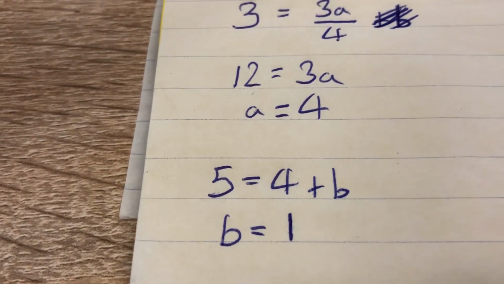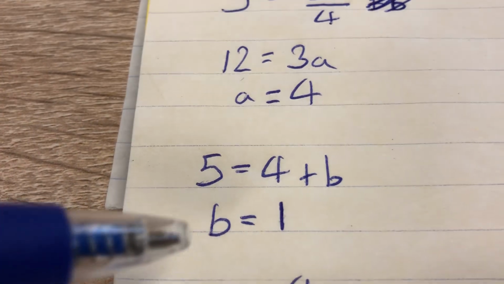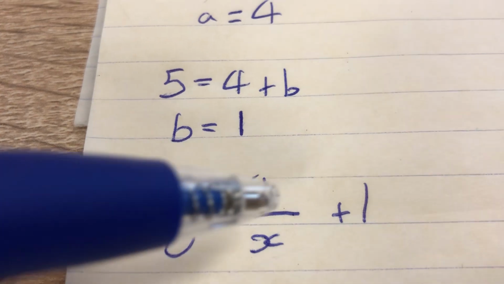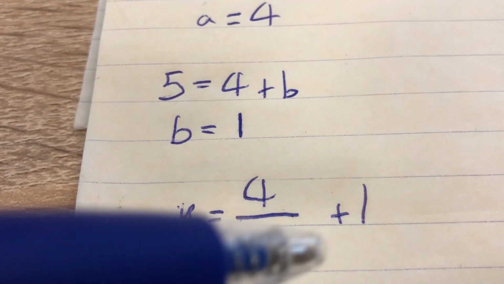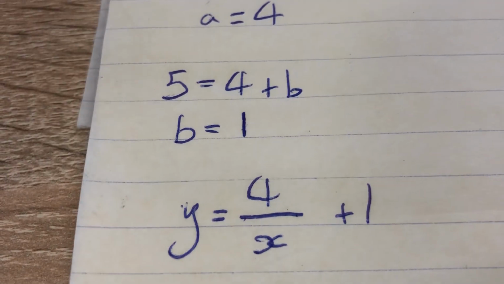We've pretty much solved most of our equation. All we need to do is substitute our a value in and our b value in, and that's going to give us our answer. So y is equal to a, which is 4, over x, plus 1, which was our b value. And that would be my answer.